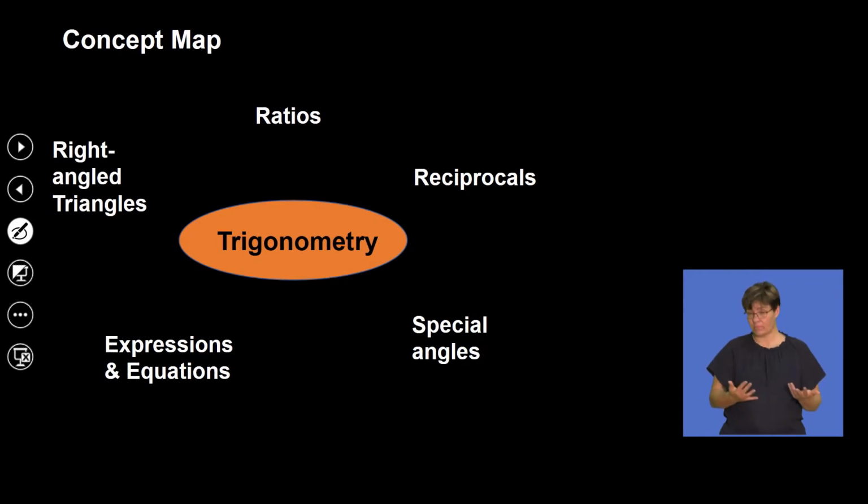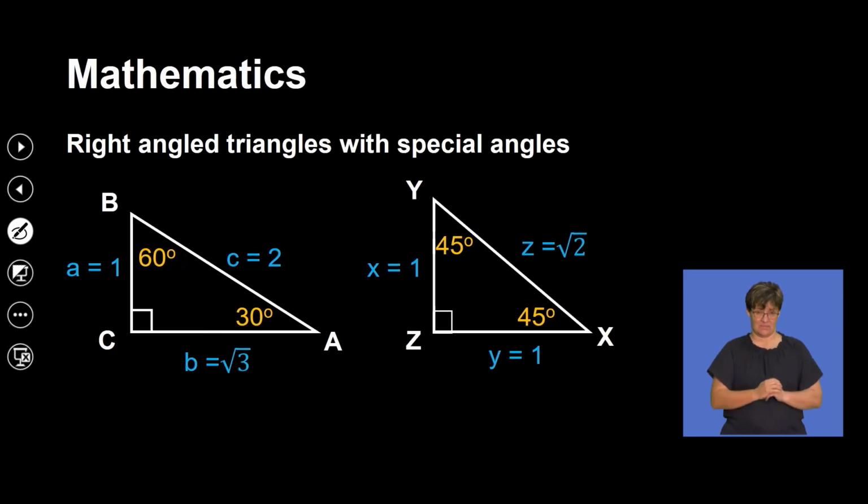This has been our mind map, remember our concept map. Right now we are looking at special angles. Now, right-angled triangles with special angles look something like this. I have a 30 and a 60 degrees. The reason is, remember, that they all need to add up to 180 degrees in a triangle. The other one is 45 degrees, 45 degrees. Why? Because they need to add up to 180 degrees.